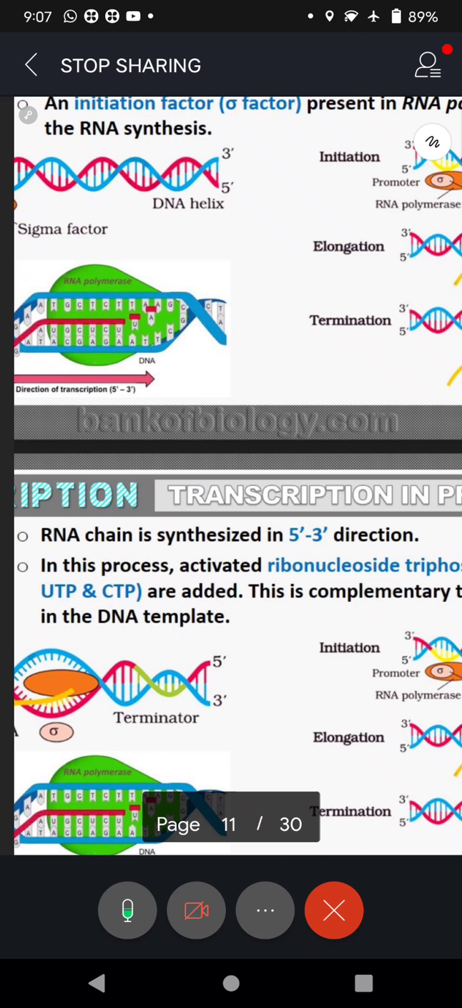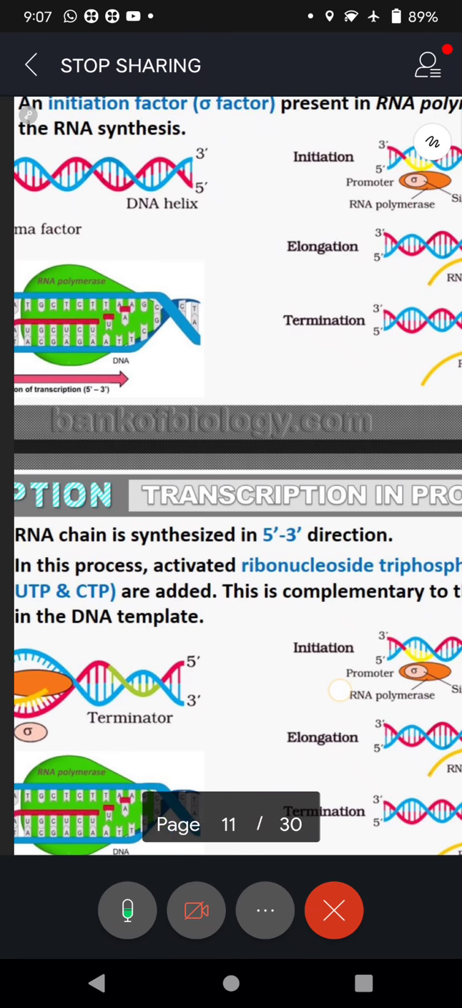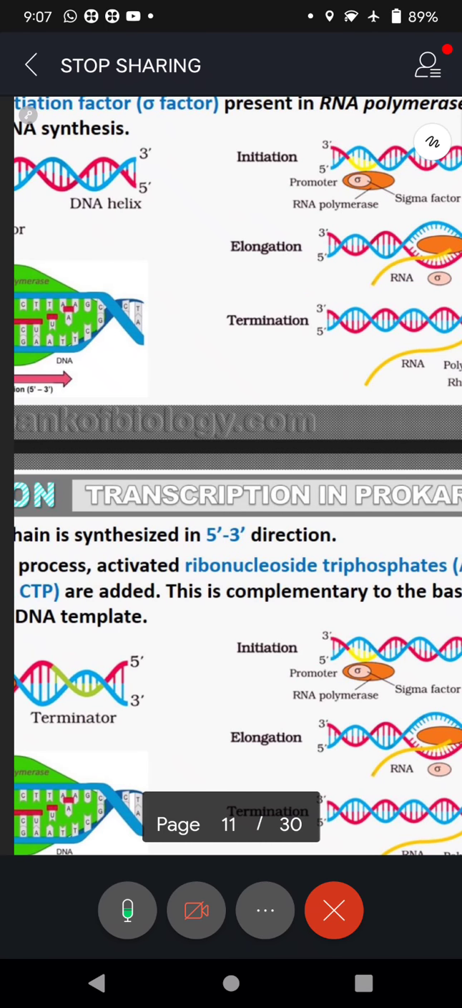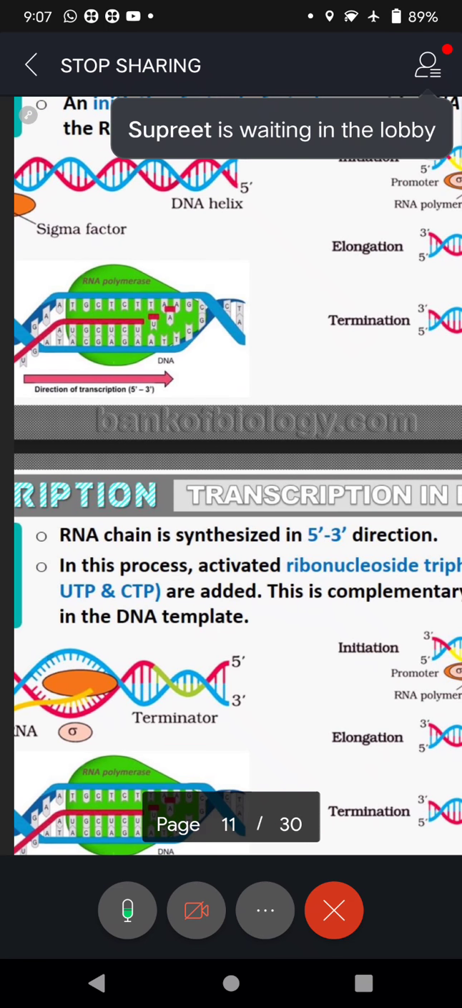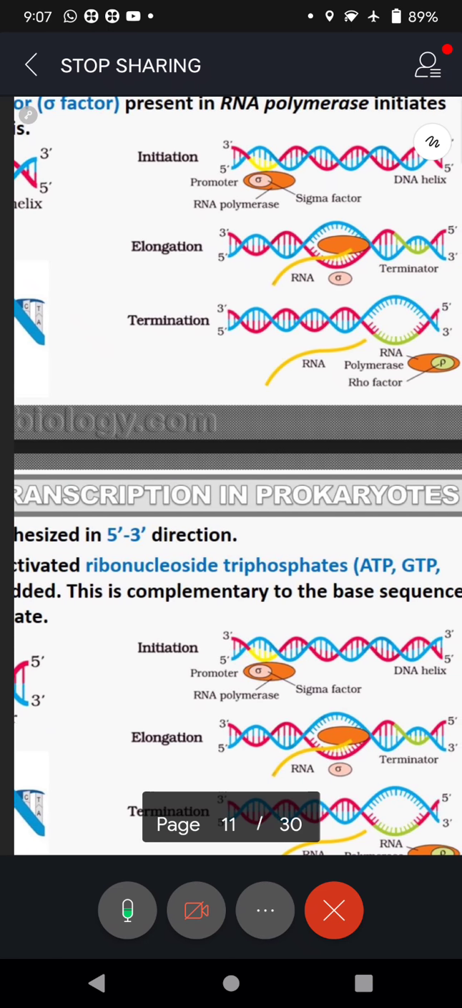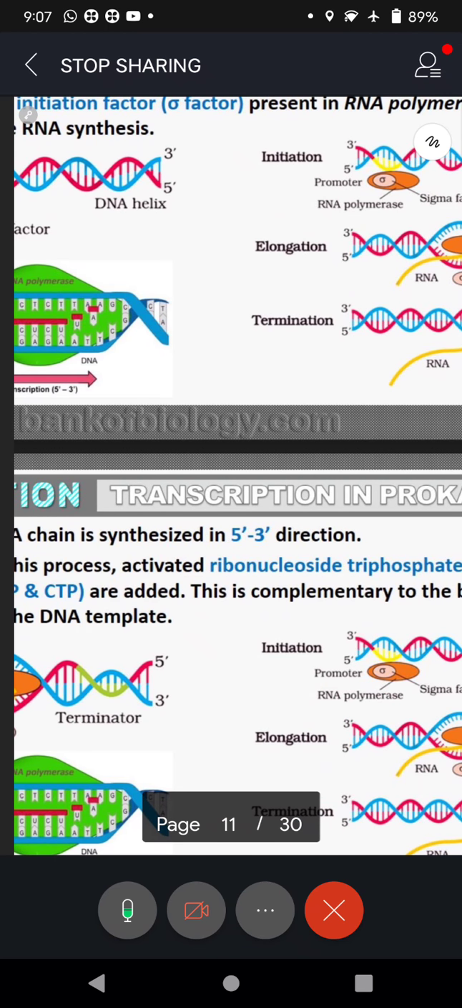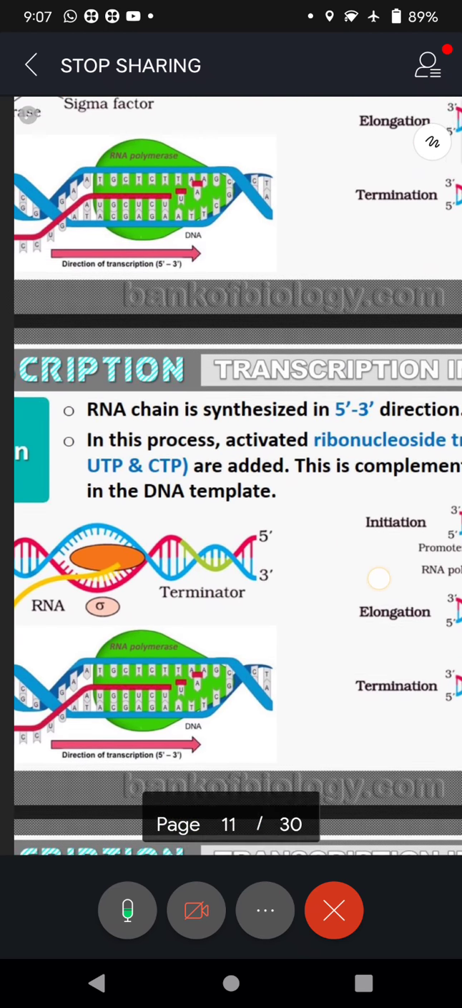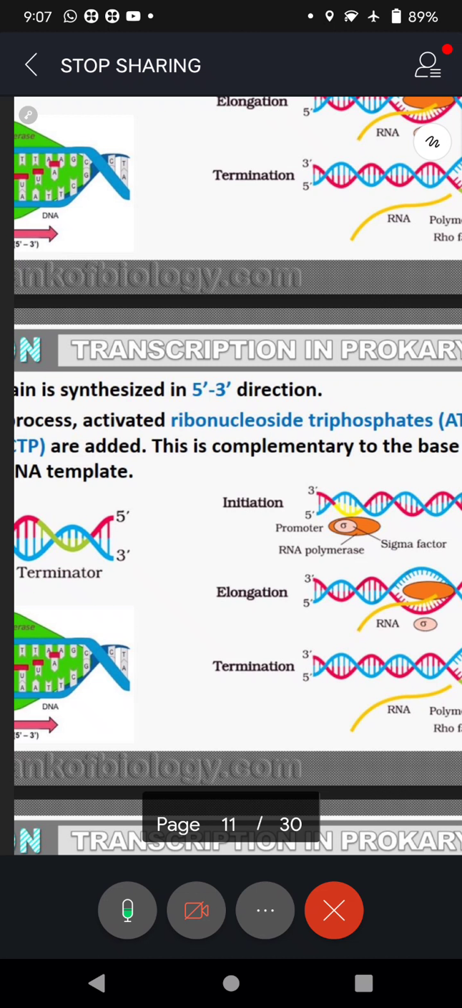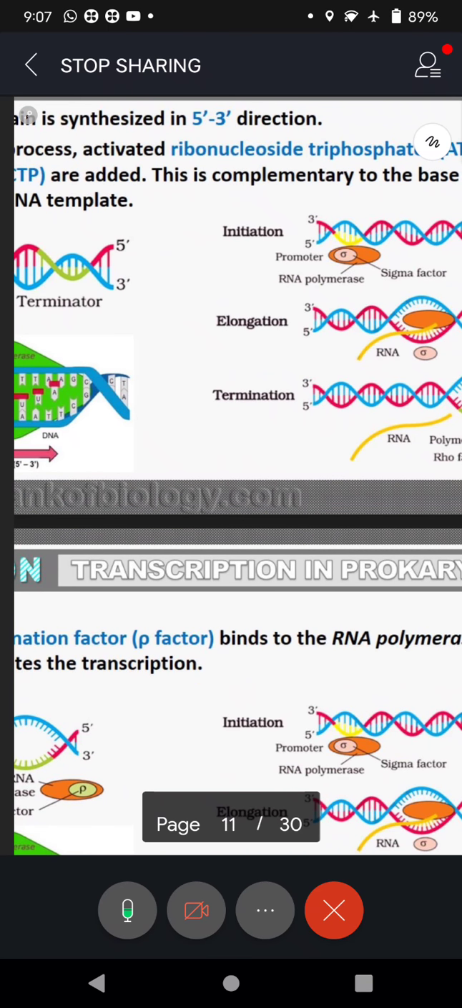So the RNA chain is synthesized in the 5' to 3' direction. In this process, activated ribonucleoside triphosphates, these are energy molecules, we said: ATP, adenosine triphosphate, GTP, guanine triphosphate, UTP, uracil triphosphate, CTP, cytosine triphosphate, are added. Why? These are energy giving molecules. And this is complementary to the base sequence, this we know already, in the DNA template. Look at that. These are added.